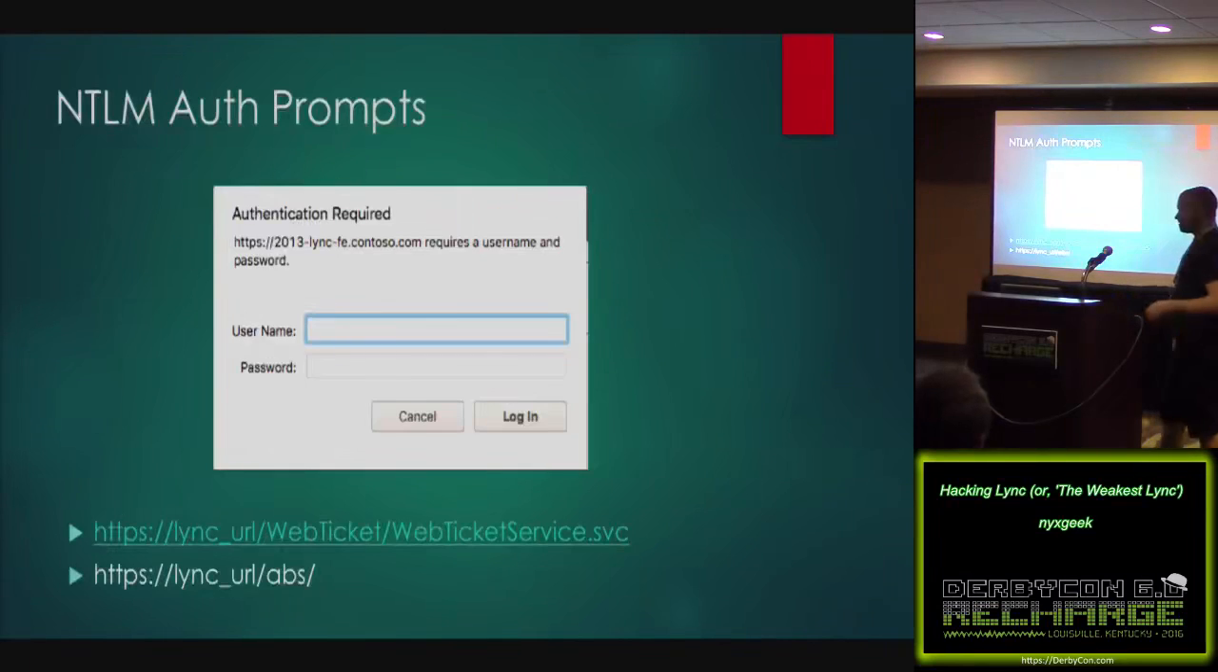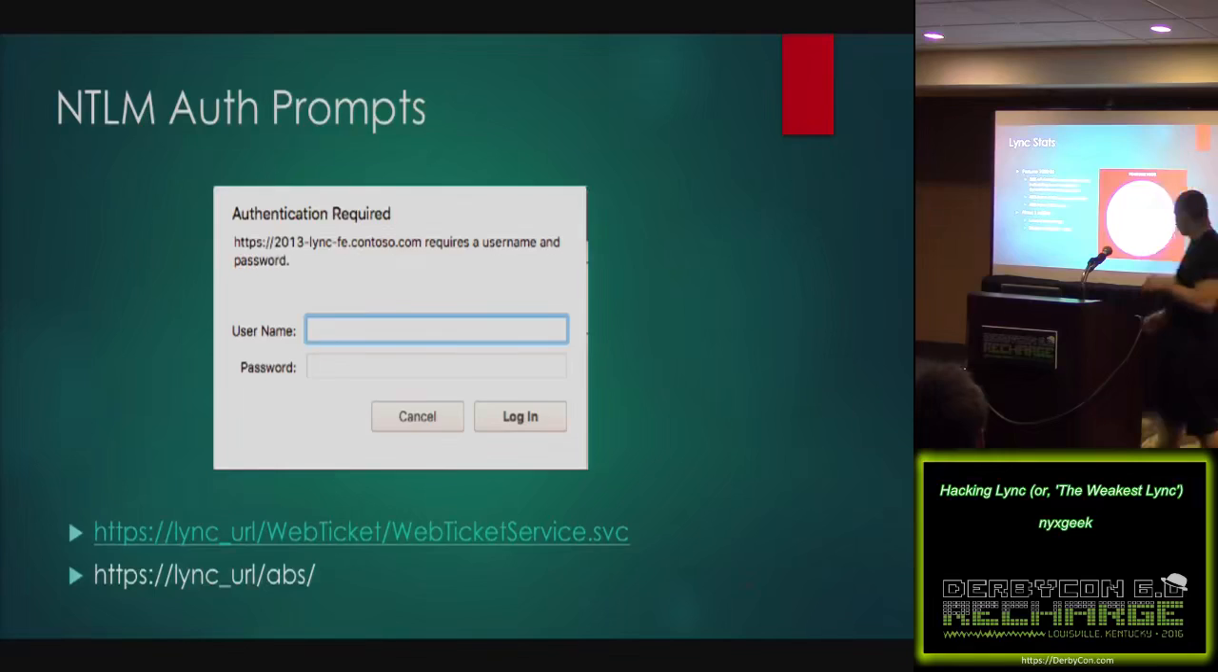Another thing that's kind of interesting about this Lync front-end server is that there's a number of NTLM auth prompts that you can get to. So these are great for brute forcing against. There's one at the web ticket service, and then there's one under the address book synchronization folder. I don't think that you can deny access to the web ticket service because that's what that post goes to. So unless you're not going to use dial-in and scheduler, you have to have that exposed. As far as I know, you can't do anything about it except to disable NTLM auth and go cert-based.